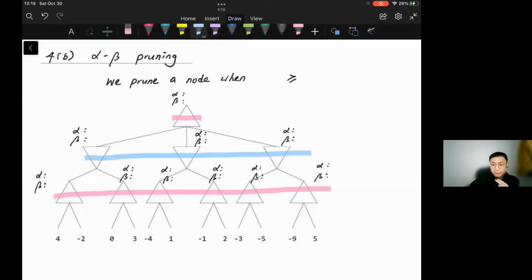For part 4b, we have alpha beta pruning, and we prune a node when alpha is larger than beta. Okay, and at instantiation, alpha will take the value of negative infinity, while beta will take the value of positive infinity. And we start the algorithm from the root node. This value pair gets passed down from the root node all the way to the leftmost child node.